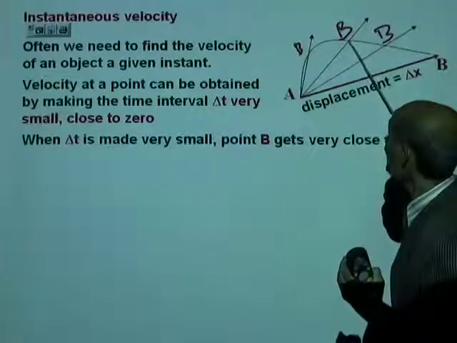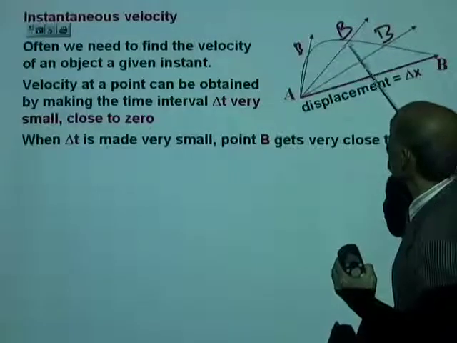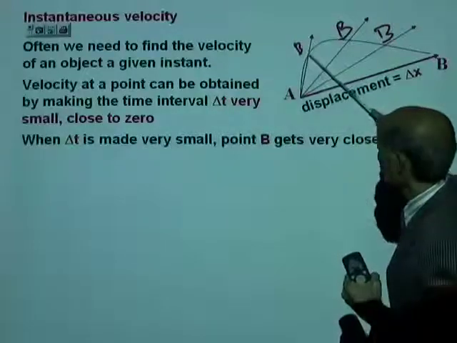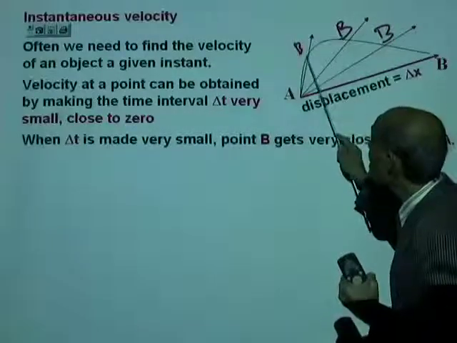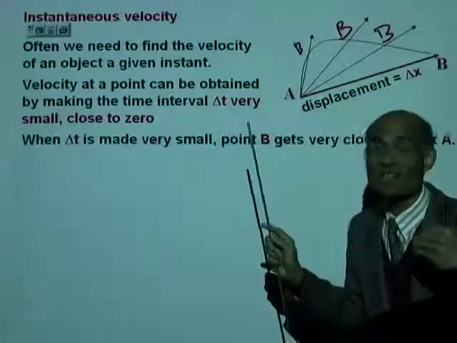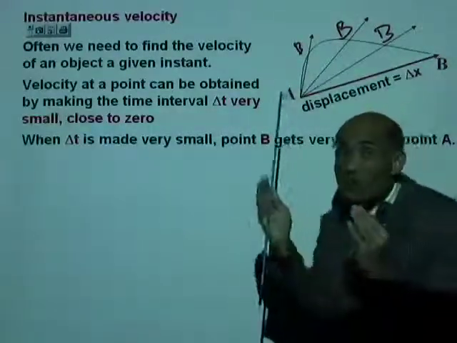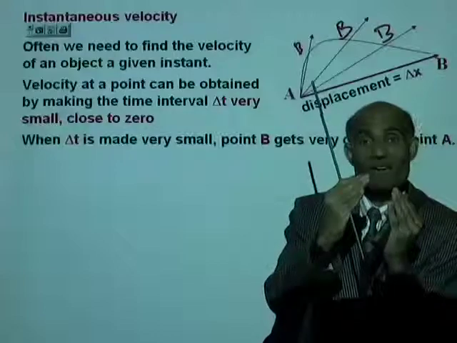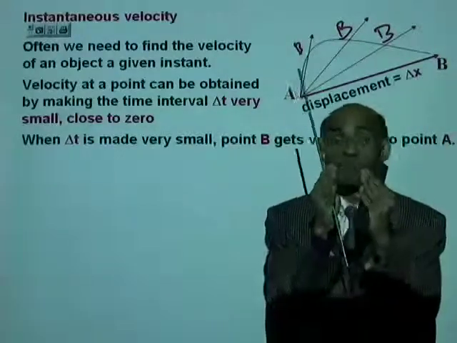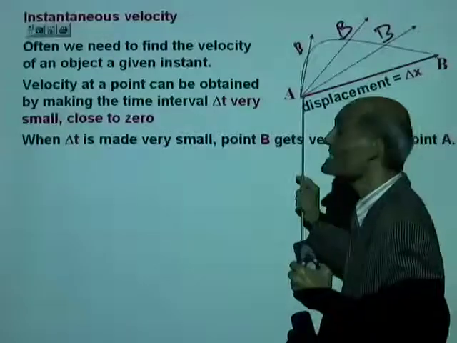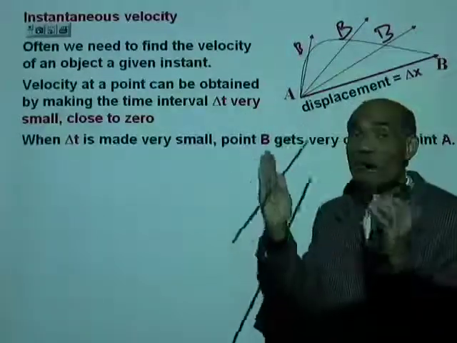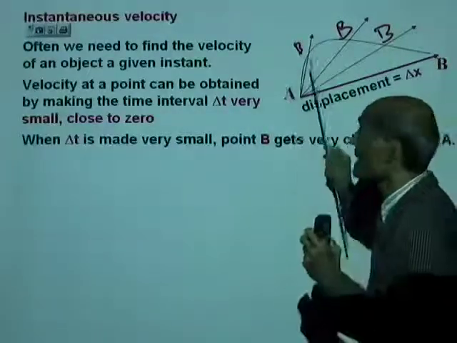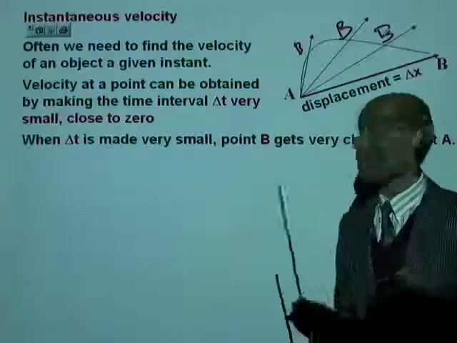Now, if this is the final position, this is the new delta x, and delta t is shorter now. If this is the final position, delta t is even shorter. That means my point B is coming closer and closer to point A, and I'm very close to defining instantaneous velocity. So what did I do? I made the time interval shorter and shorter so that my interval becomes smaller and smaller.